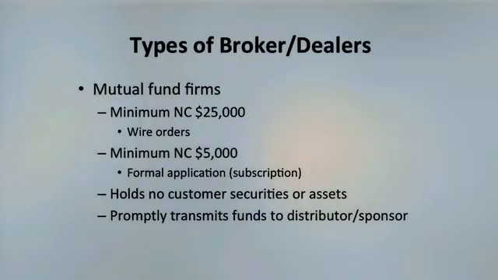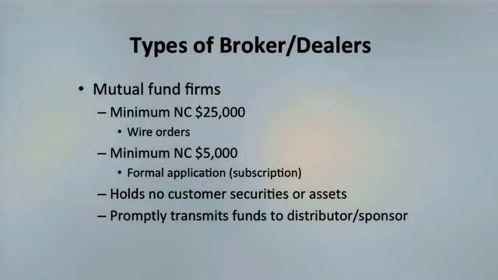Now we have a group of broker-dealers that would offer mutual funds only, mutual fund firms. We have two types of mutual fund firms. There's the wire order firm, and there's the firm that accepts paper applications known as subscriptions. The wire order firm has a minimum net capital of $25,000. The mutual fund broker-dealer that accepts paper applications only would have a minimum net capital of $5,000.